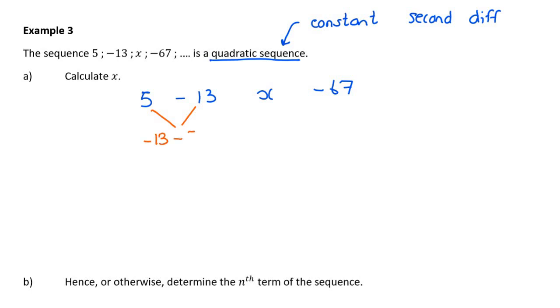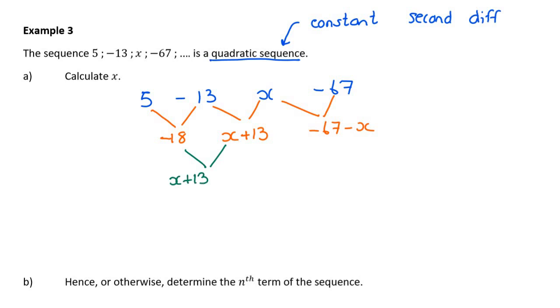So this first difference is -13 minus 5. So I'm going to simplify that and write negative 18. This is going to be x minus 13, so x plus 13. And this will be negative 67 minus x. Now that's my first differences. If this is linear, those would all be equal. Now it's not linear, so I need to go and find my second difference.